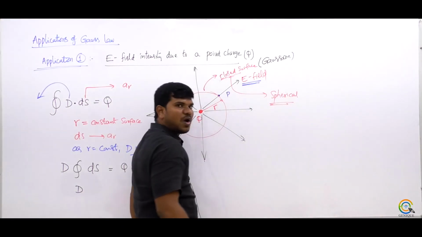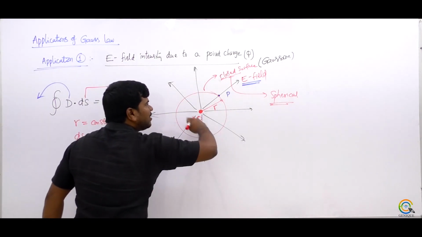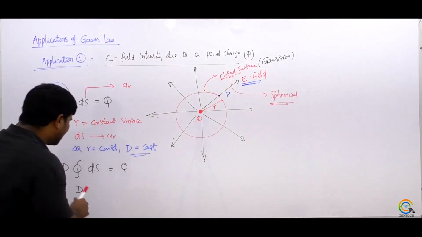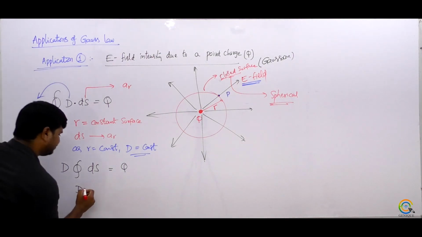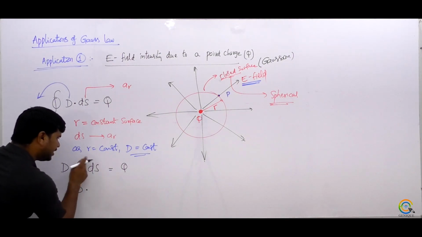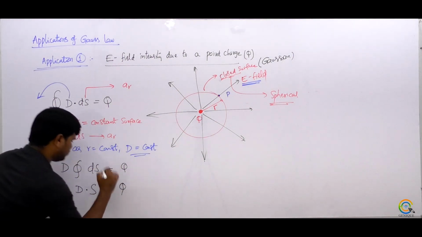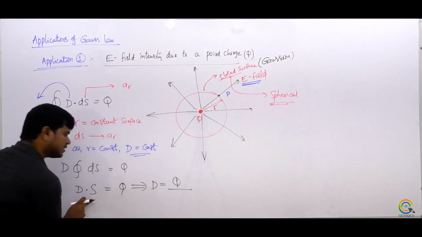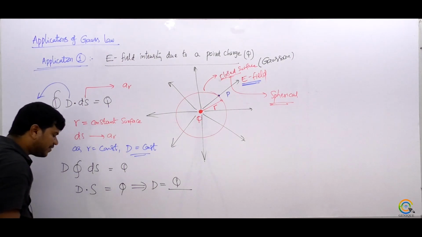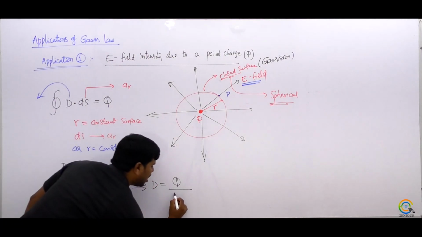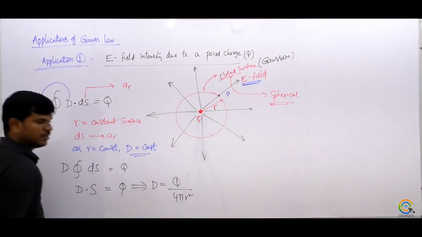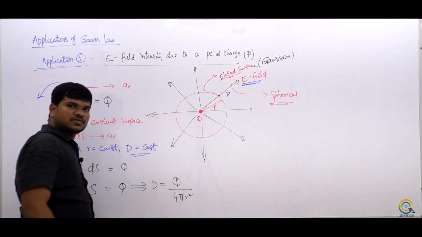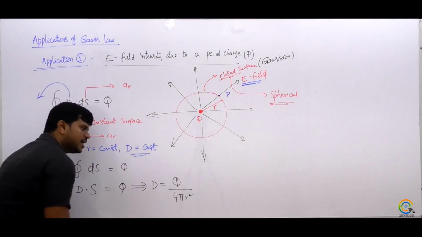For this symmetrical surface, what is the surface area? It is a spherical surface, a sphere of radius r. Then the integral of dS is S, so D times S equals Q. From this, I can write D equals Q divided by S, which is the surface area. The surface area is 4 pi r square. The area of a sphere is 4 pi r square. I can write this S here as 4 pi r square.